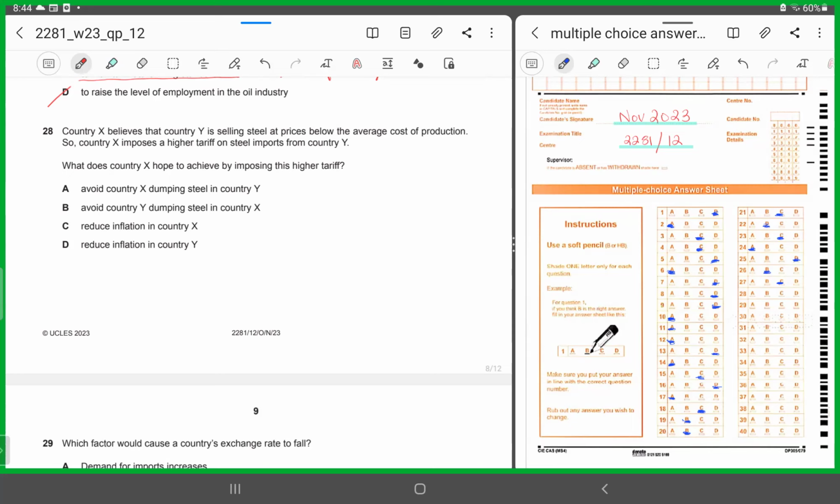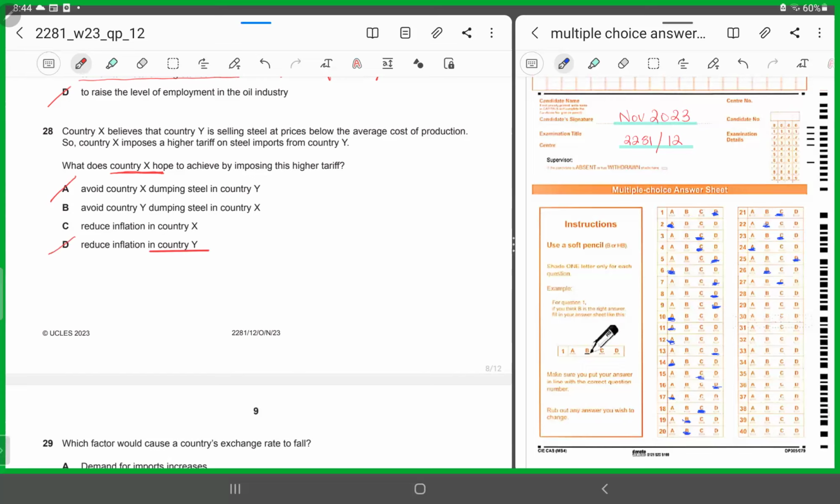Avoid country X dumping steel into country Y, avoid country Y dumping steel in country X, reduce inflation in country X, reduce inflation in country Y. Now it's something to do with country X benefits only, right? Because it's doing something, so it's doing it for its own benefit. So this step cannot do anything to country Y. So you can chop off A and D at that moment only.